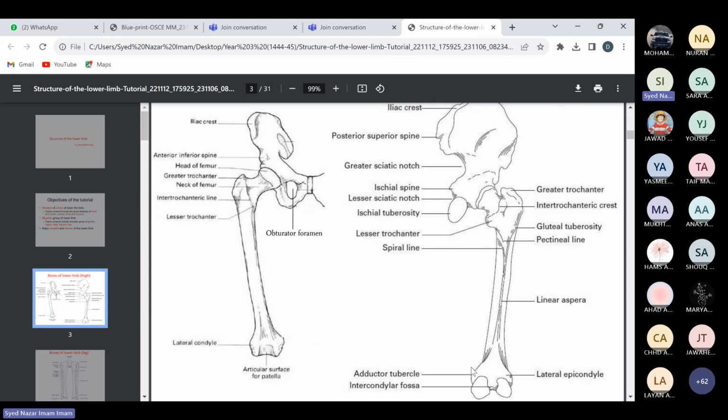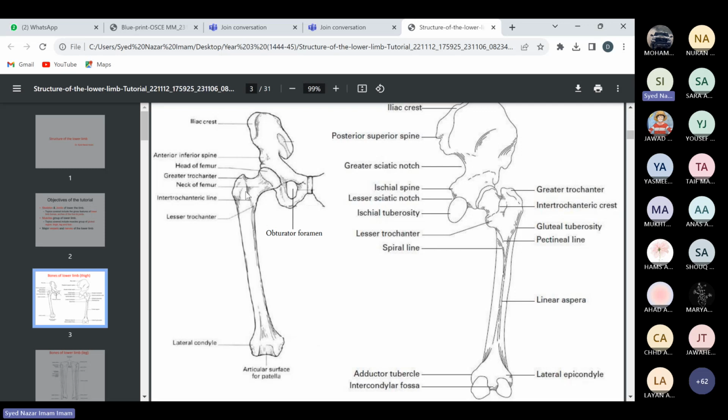And on the medial supracondylar line, we have one tubercle. This is called adductor tubercle. Again, this is an important bony landmark. So what are the bony landmarks here on the femur? First of all, you have to identify the bones, identify the side, and you have to explain why it is the right side or why it is the left side.